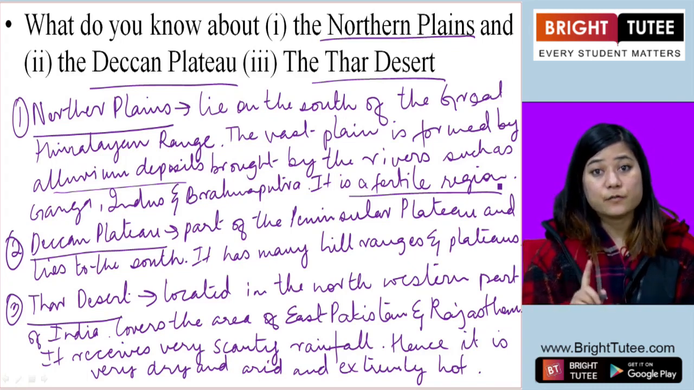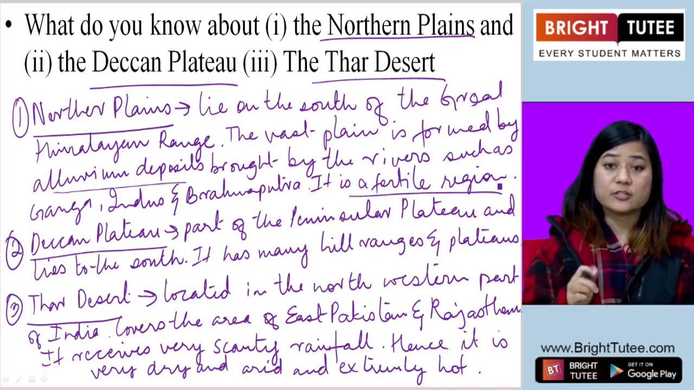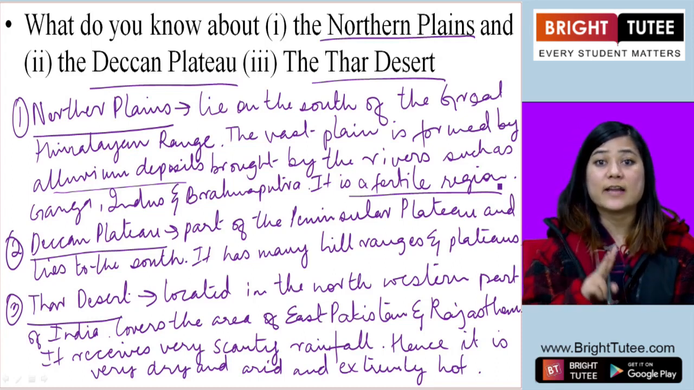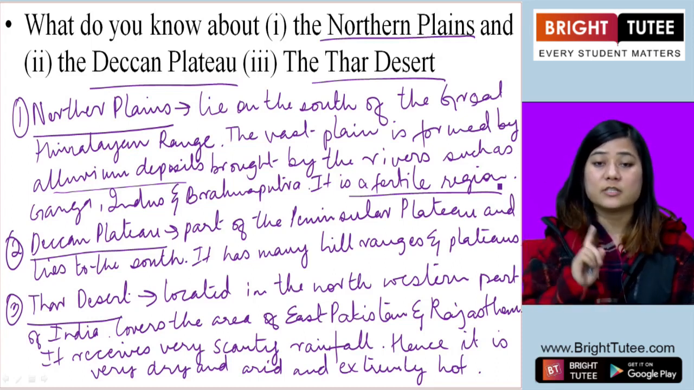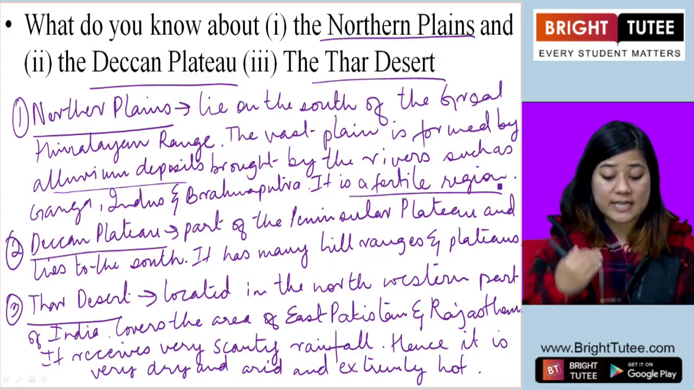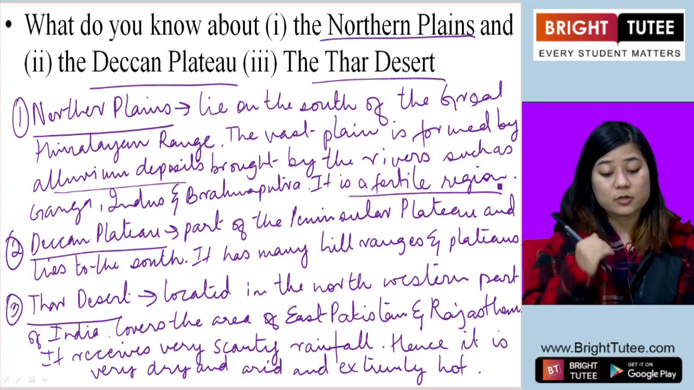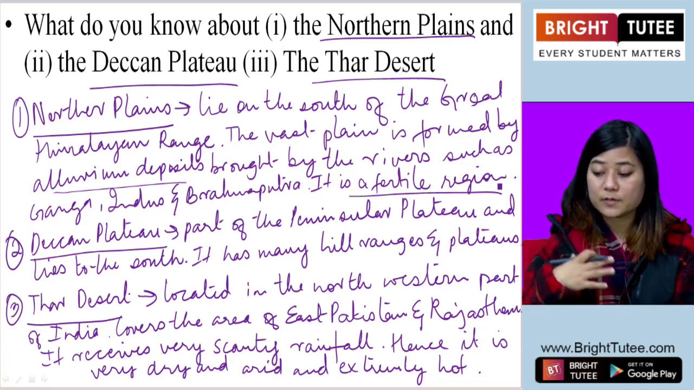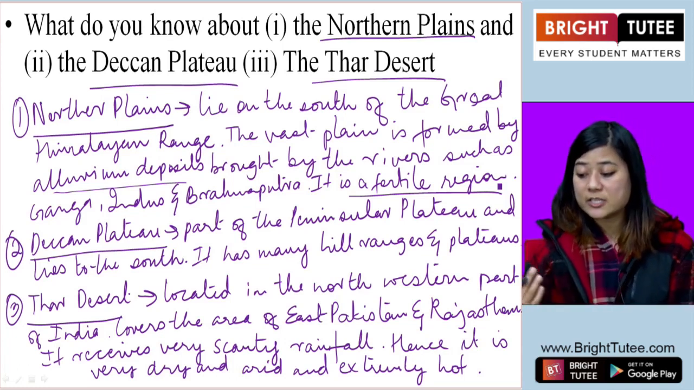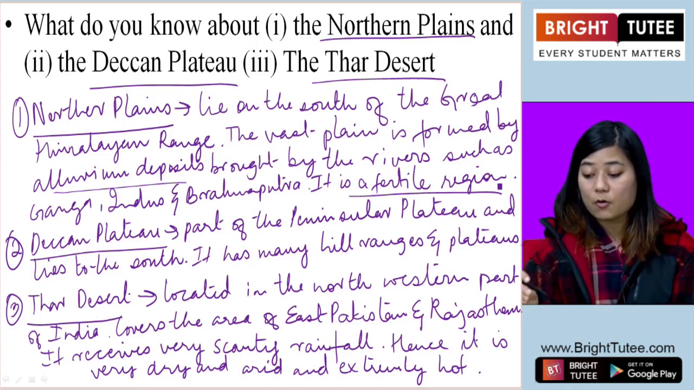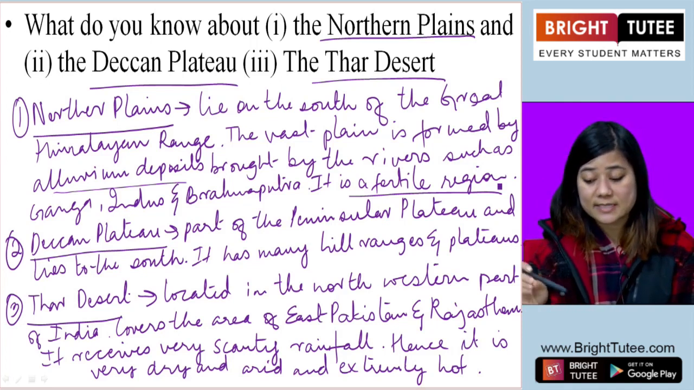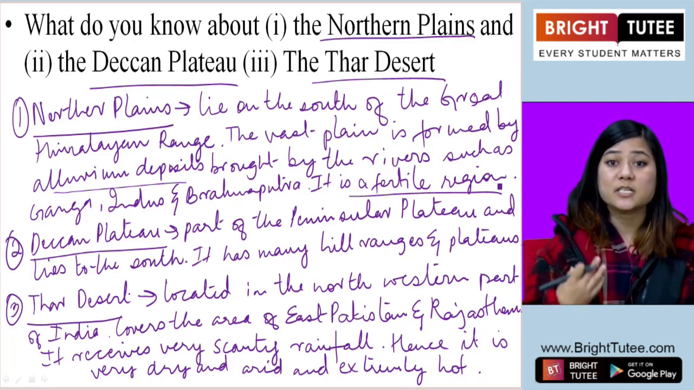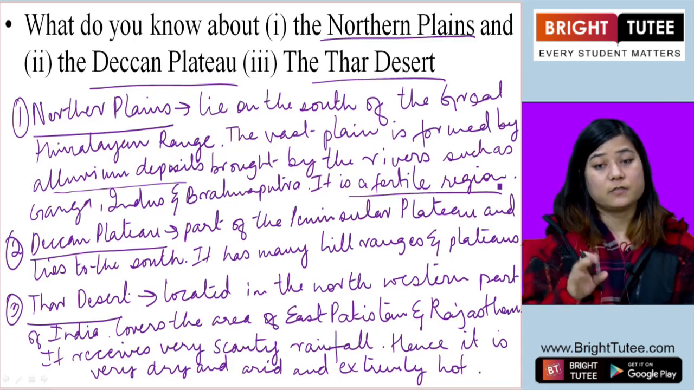The second one, the Deccan Plateau. Do not get confused with the Peninsular Plateau. Deccan Plateau is one of the parts of the Peninsular Plateau. We know that Peninsular Plateau is divided into two main parts. The northern part is called the Central Highlands, while the southern part is called the Deccan Plateau. And that southern part is what the question asks you to describe. Now this is the southern part of the Peninsular Plateau. It has many hill ranges and plateaus. I haven't written much because of the very small space that I had on this screen, but you can add more information to it depending on the marks that are allotted for this question.